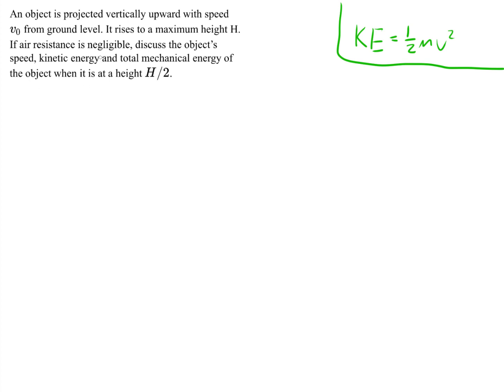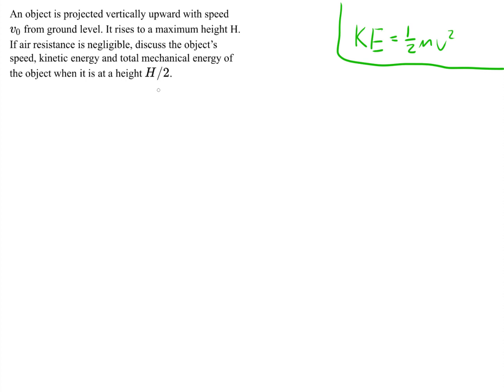An object is projected vertically upward with speed v initial from ground level. It rises to a maximum height h. If air resistance is negligible, discuss the object's speed, kinetic energy, and total mechanical energy of the object when it is at a height h divided by 2, h over 2.